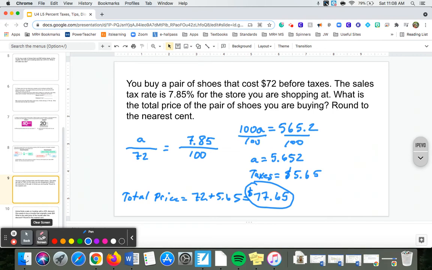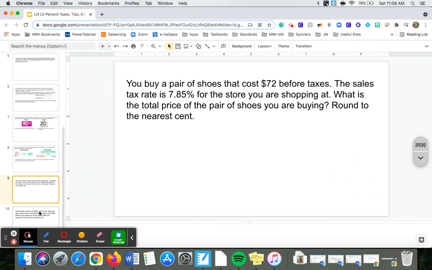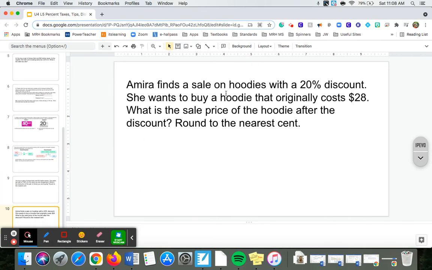The next problem is if we are trying to get a discount. So discounts are a sale. We're taking money off of the price. So Amira finds a sale on hoodies with a 20% discount. She wants to buy a hoodie that originally cost $28. What is the sale price of the hoodie after the discount? So round to the nearest cent again.